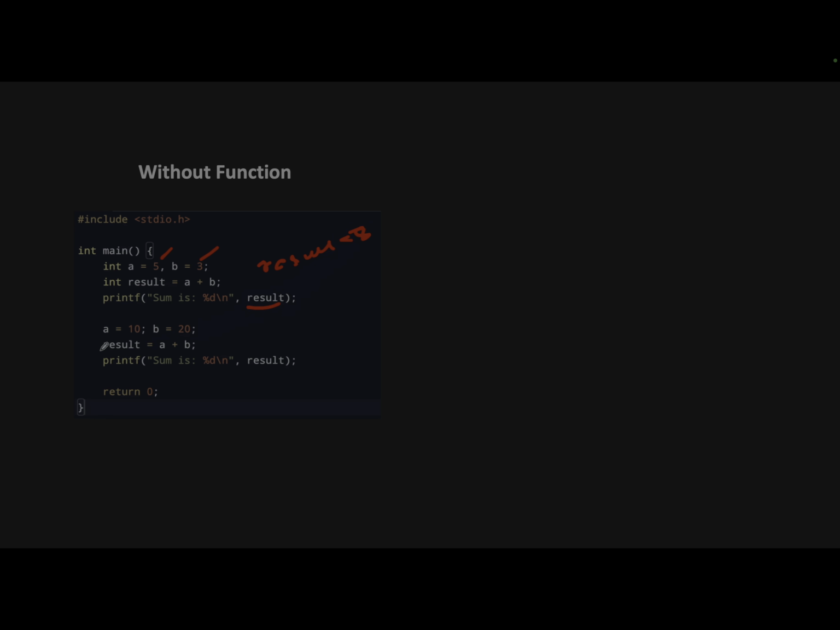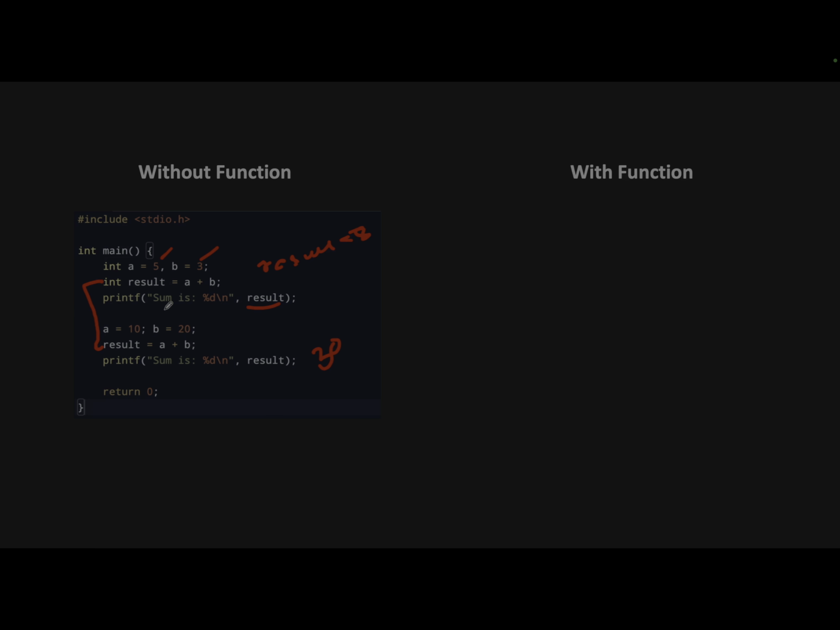The 8 is printed. And again, A equals 10, B equals 20, and result will store A plus B, and printf of result with %d gives 30. So what we are doing? We are not using a function. The same set of code, as you can see, has to be repeatedly written in our program, with different values used over here.